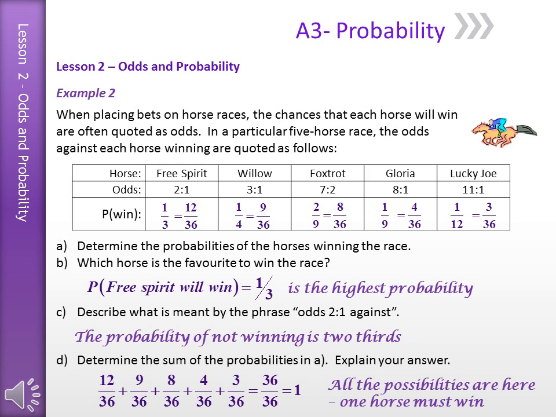For E, what are the odds in favor of Foxtrot winning the race? So now we're in favor. So it's just the opposite. We just flip the two numbers around. So against was 7 to 2. So the odds in favor would be 2 to 7.